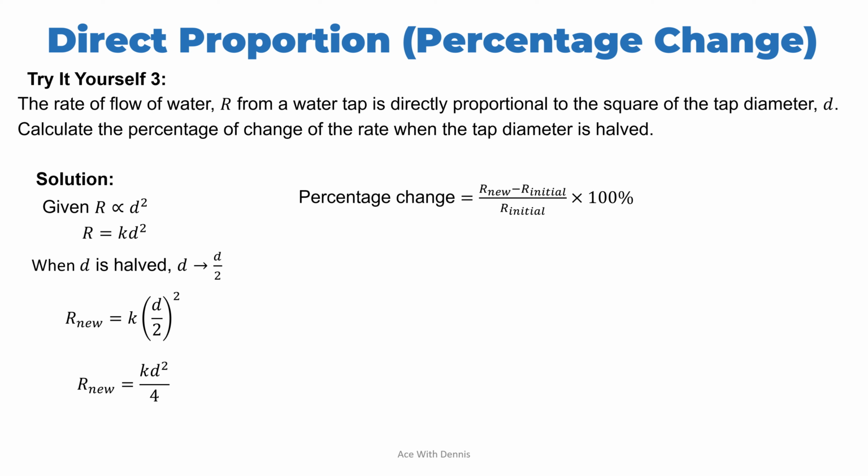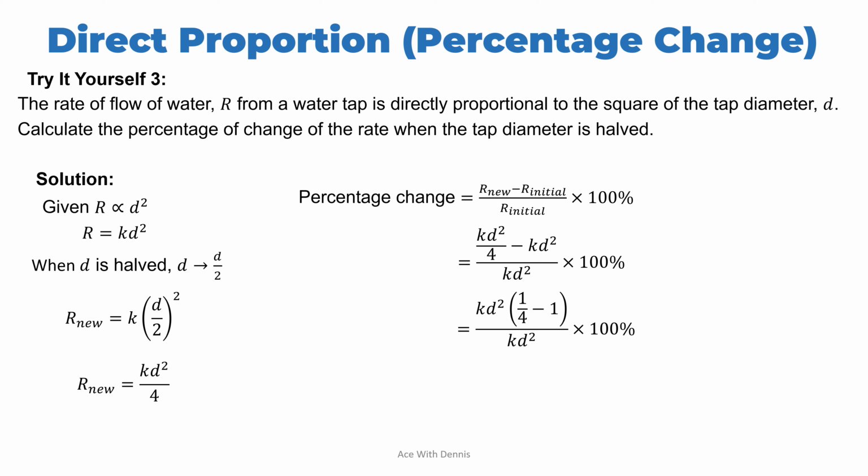Now, to find the percentage change, it will be the new value of R minus the initial value of R over the initial value of R times 100%. So R new is kD squared over 4. R initial is kD squared. So the calculation becomes kD squared over 4 minus kD squared over kD squared times 100%.